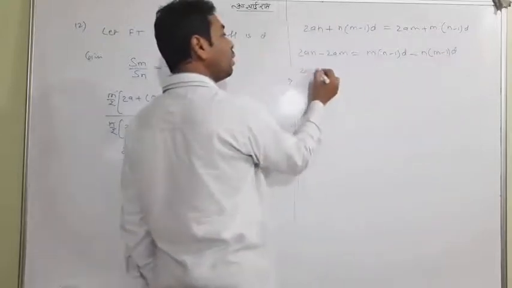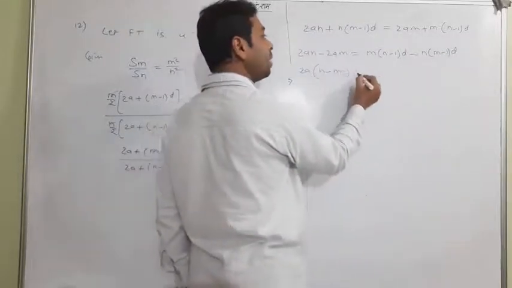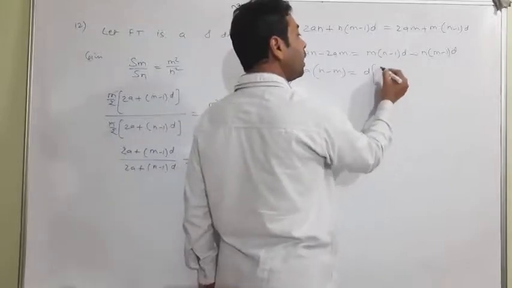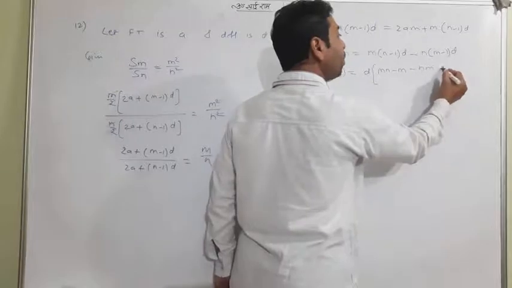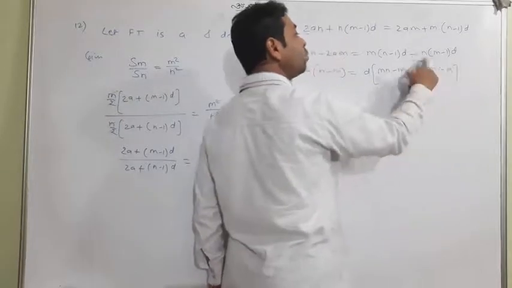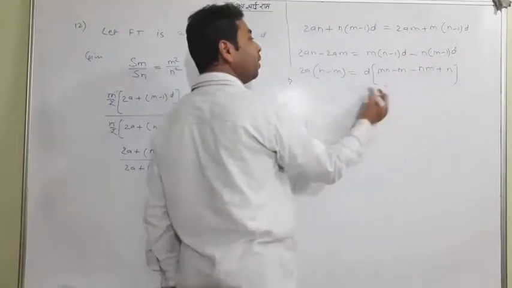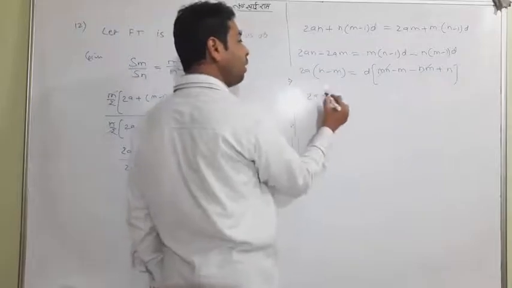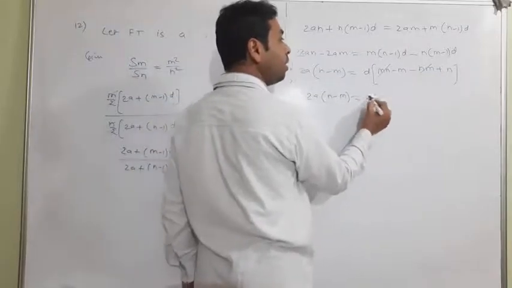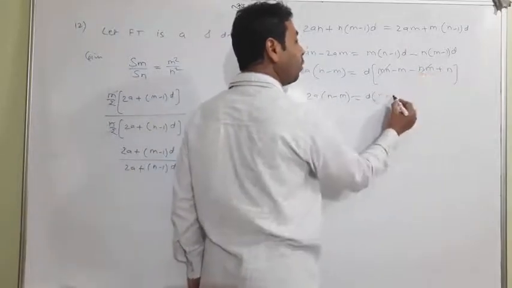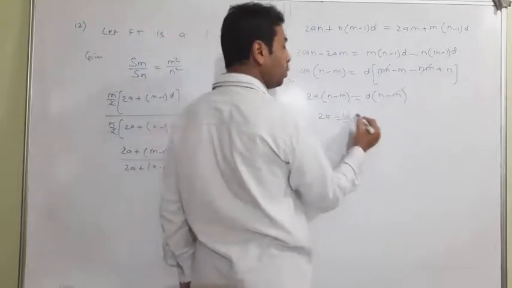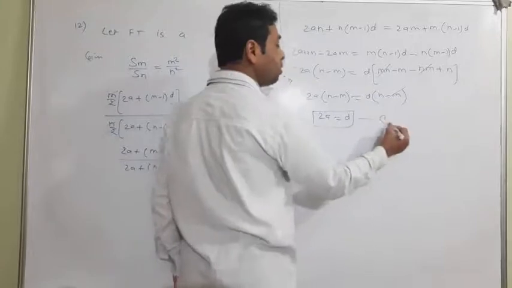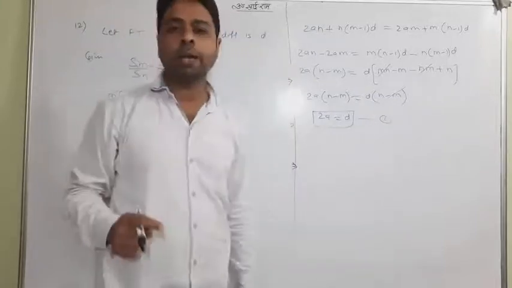Take out 2a common: 2a into n minus m. On the other side d is common. Multiply to m: mn minus m. Multiply to n: nm plus n. You know it's minus sign, so it is plus. And d is common. So mn and mn cancel: 2a into n minus m equals d into n minus m. And what a beautiful term is coming. Both will cancel. We are having 2a equal to d. This is none else, but a very important conclusion we have got from the given.